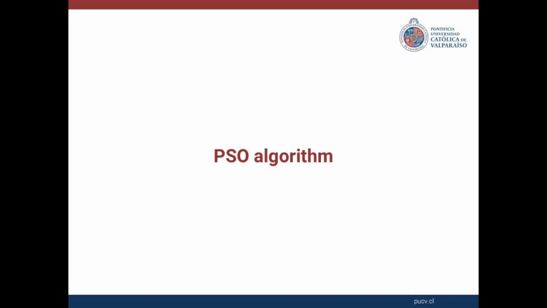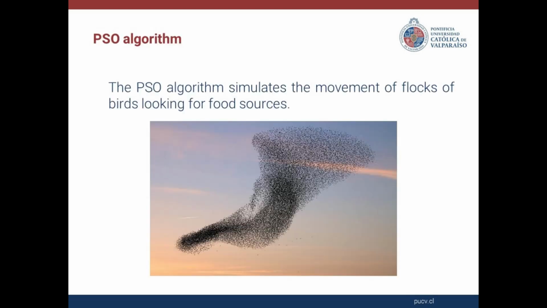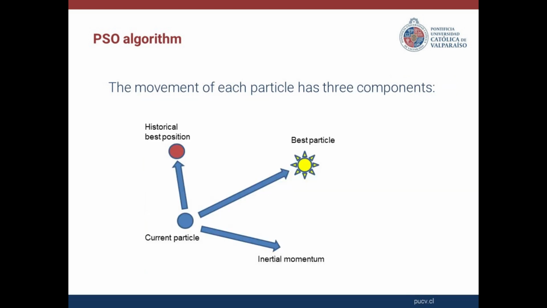The particle swarm algorithm proposed in 1995 by Kennedy and Eberhart is a population heuristic that simulates the movement of a flock of birds in search for food. The algorithm contains a certain number of particles and its movement has three components.